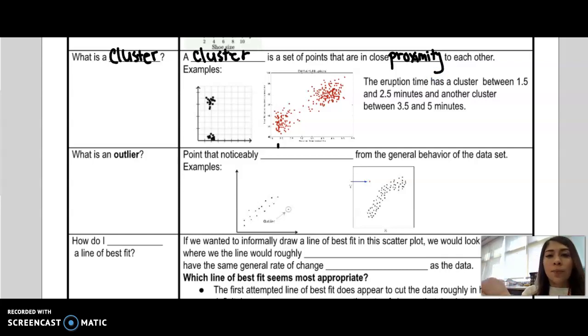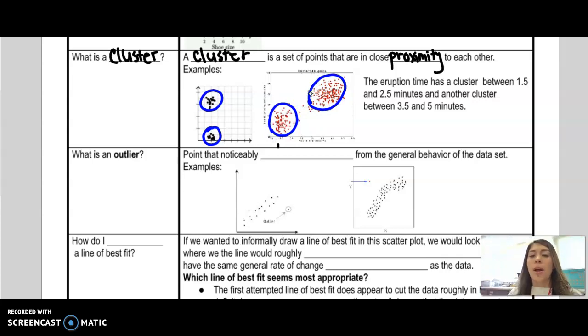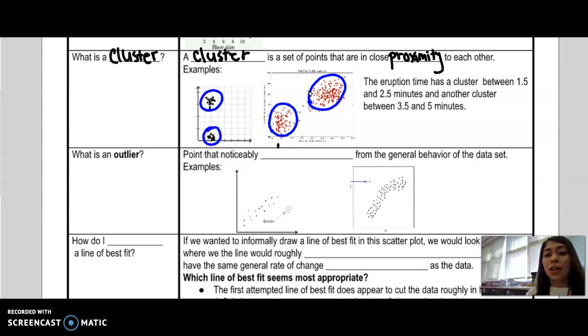I have one to the left that has two clusters. It looks like there are points that are very, very close together. And then over to the right, I have another example, and it looks like I have a cluster right here, and then I have another cluster right here. So this example talks about how the eruption time has a cluster between 1.5 and 2.5 minutes, and then another cluster between 3.5 and 5 minutes. So that is an example of what a cluster is.